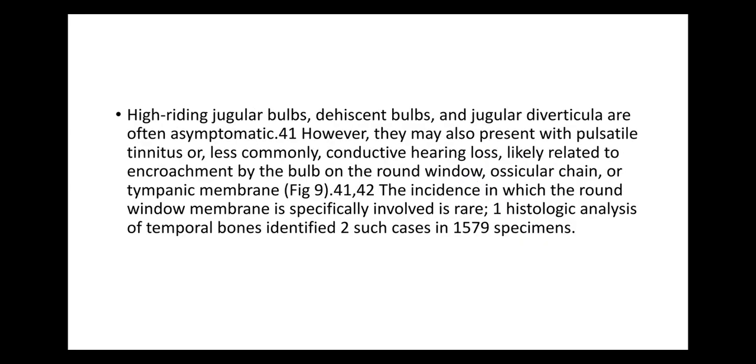High-riding jugular bulbs, dehiscent bulbs, and jugular diverticula are often asymptomatic. However, they may also present with pulsatile tinnitus or less commonly conductive hearing loss, likely related to encroachment by the bulb on the round window, ossicular chain, or tympanic membrane. The incidence in which the round window membrane is specifically involved is rare. Histologic analysis of temporal bones identified just 2 cases in 1,579 specimens.